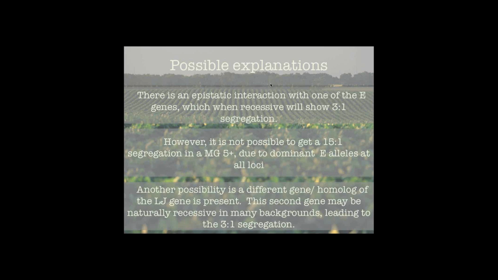This is me just doing Punnett squares, like textbook genetics. So I think Alroy Kober is going to comment on this, so if you disagree, go right ahead. There's also another possibility that a different gene or even a homologue of the long juvenile gene is present. And then this gene may be naturally recessive in many backgrounds, leading to the 3-to-1 segregation. It's the only other idea I have.